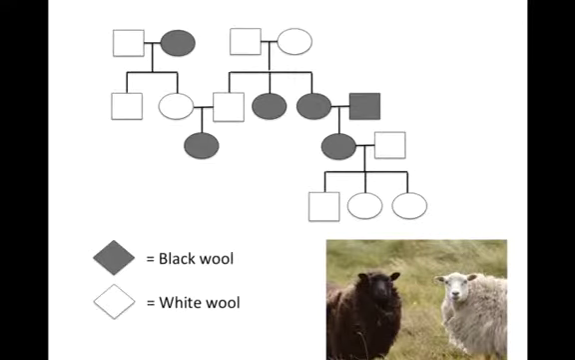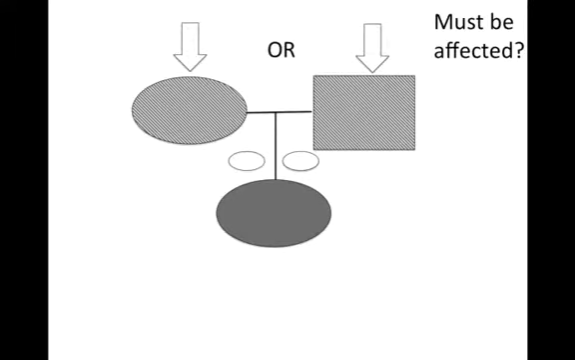Okay, let's look at another trait here. We're looking at black wool versus white wool in sheep. And we want to ask, what pattern do we think that this is inherited in? So go ahead and pause if you'd like to think about it for a minute. Okay, so the first thing we can notice is that the black wool trait cannot be dominant in this case, because here we have an individual who has the black wool trait who does not have a parent that has the black wool trait. Let's go through what our expectations for a recessive are.